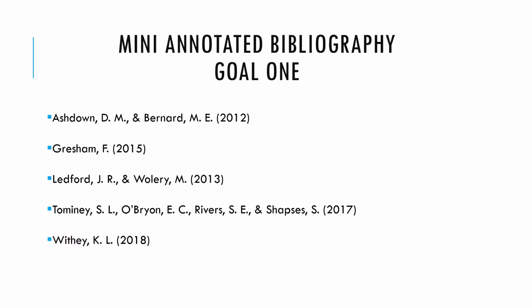The third annotated bibliography focused on Goal 1. Ashdown and Bernard in 2012 focused their research on whether explicit instruction in social and emotional learning skills could benefit the social emotional development, well-being, and academic achievement of young children. The results concluded there was a significant difference between students who received social emotional training versus students in the control group. The authors went on to discuss the importance of social emotional learning programs on young children's social competence.